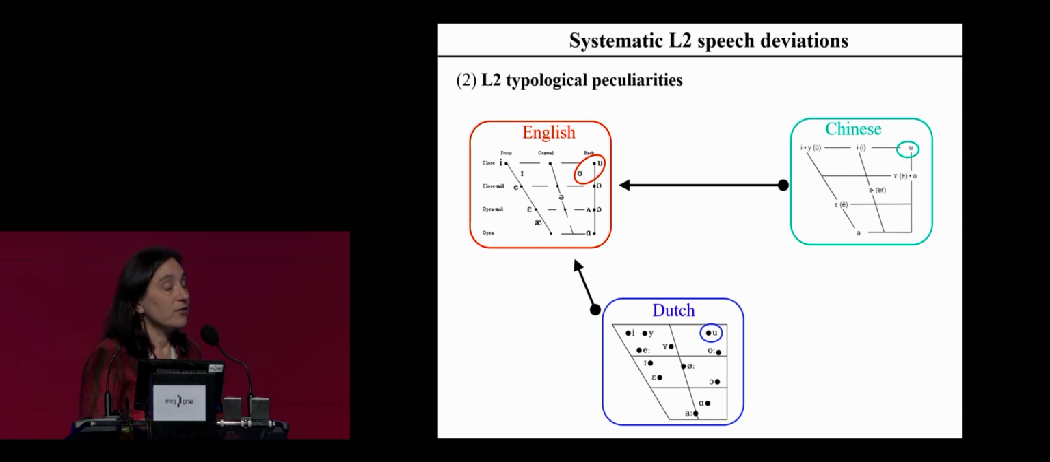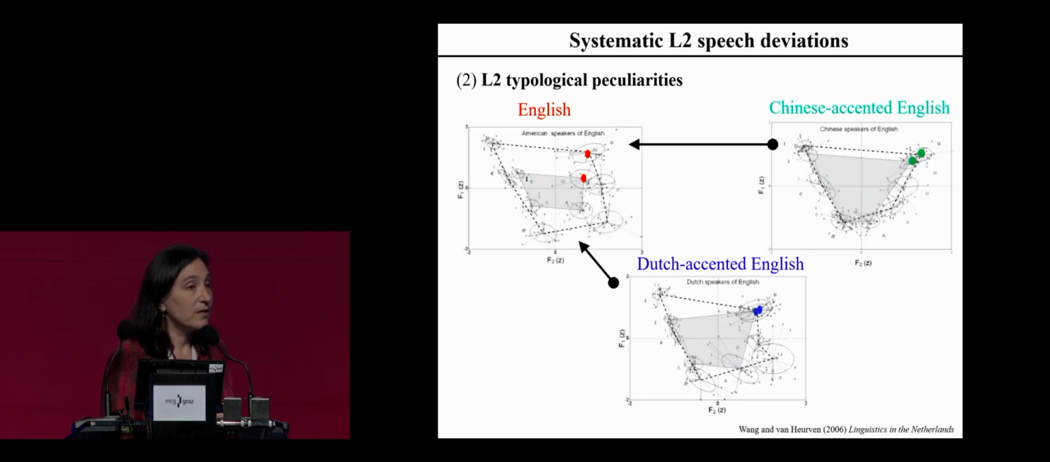Another source of structural interaction that will lead to high systematicity of L2 speech deviations comes from, again, L1, L2 interactions, but these interactions are driven by typological peculiarities of the L2. English has many of these. So for example, English is a little unusual in that it has a vowel contrast up in the high back corner of the vowel space. So this is the contrast between /u/ and /ʊ/, as you might get between the name Luke and the word look. That's rather unusual. It's a typological peculiarity of English. Neither Chinese nor Dutch has this contrast.